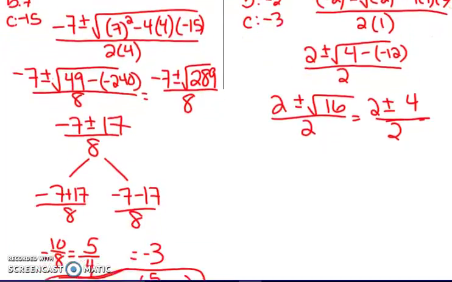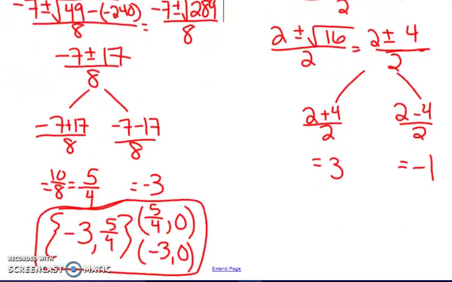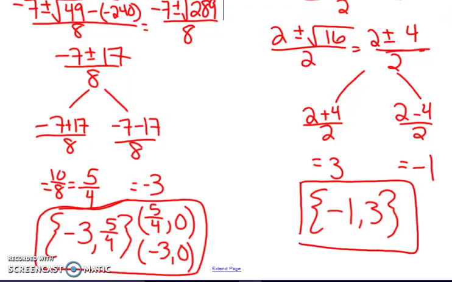So from here, we want to break it into two problems. 2 plus 4 over 2 and 2 minus 4 over 2. 2 plus 4 is 6, divided by 2 gives me 3. 2 minus 4 gives me a negative 2, divided by 2 gives me a negative 1. So my final solutions, or my zeros, are negative 1 and 3.